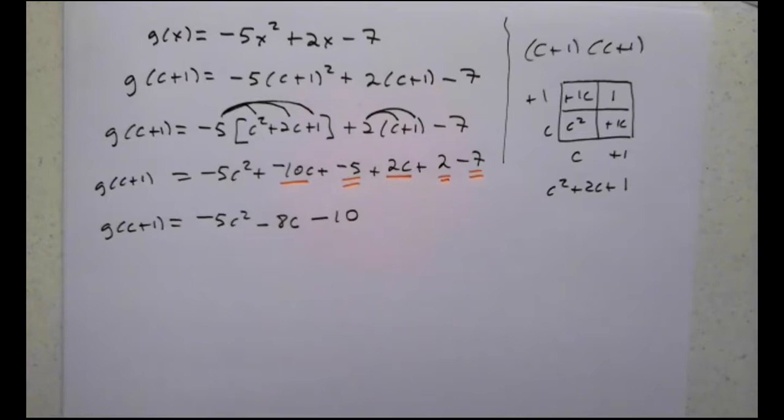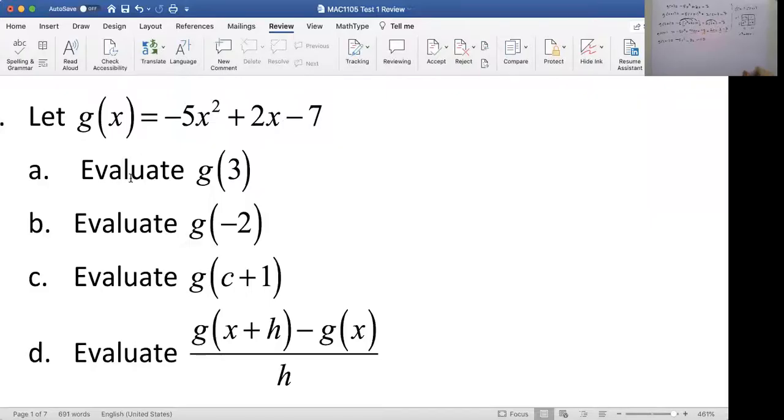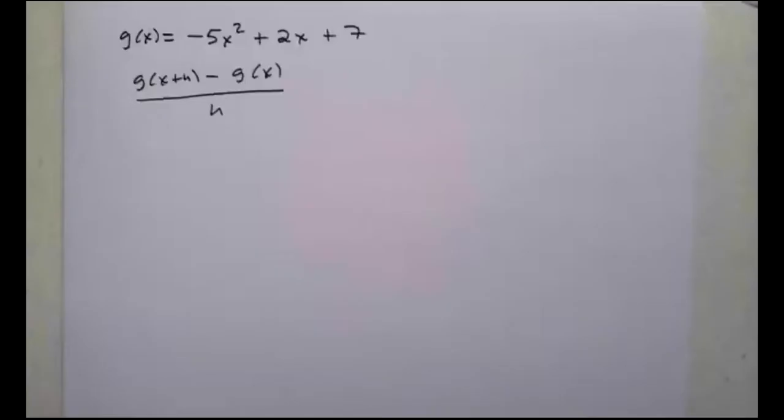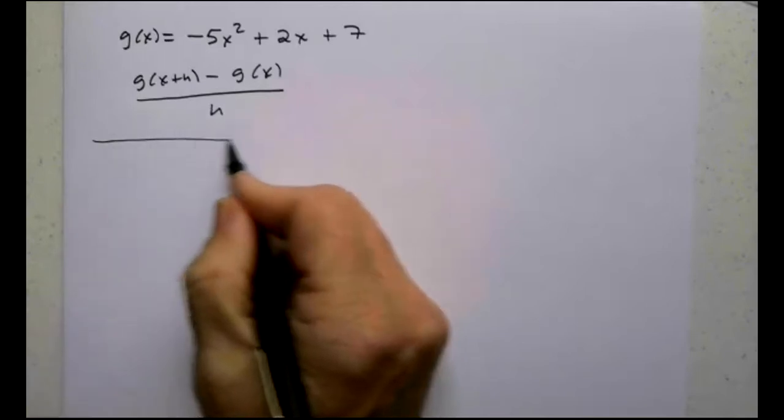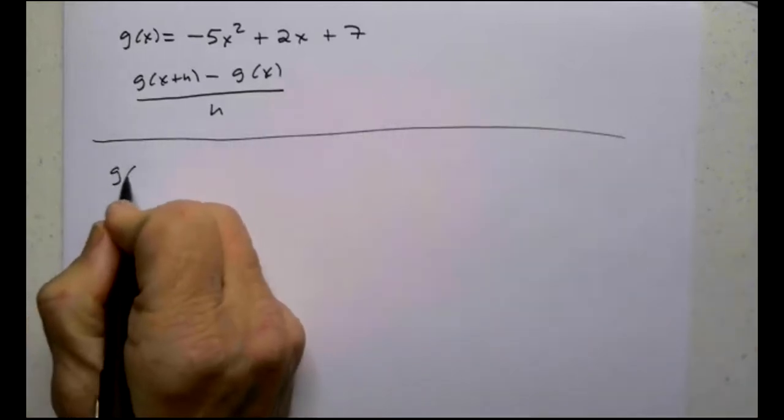And I believe I have one last question here. I'm going to do g of x plus h minus g of x, over h. This is called the difference quotient. This is very important for us in calculus. So let's go ahead and do that computation. So g of x is negative 5x squared plus 2x plus 7. I want g of x plus h minus g of x, all divided by h. So what I'm going to do first is plug x plus h in for x. I'm going to do g of x plus h first.